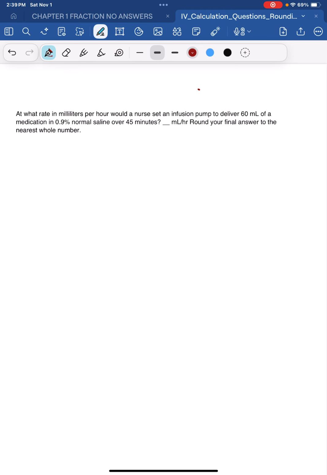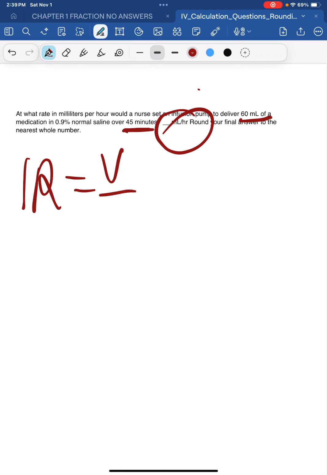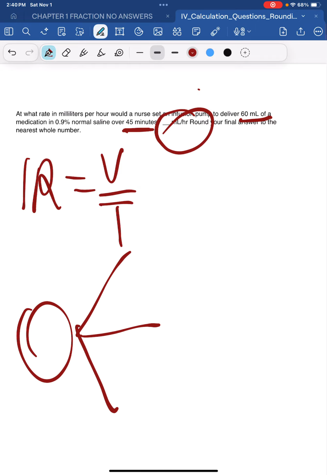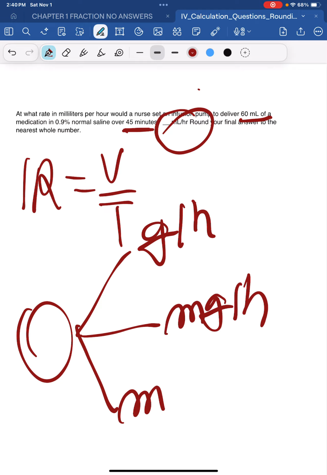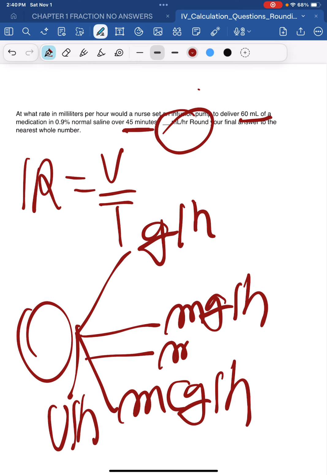What are we looking for? We are looking for milliliters per hour. All right, remember, anytime they give you your time and your volume, it's going to be your infusion rate, we call it volume over time. If they don't give you time, then you will do dosage calculation. But just make sure that your order is in the basic form of those: grams per hour, milligrams per hour, micrograms per hour, units per hour, and mEq per hour.